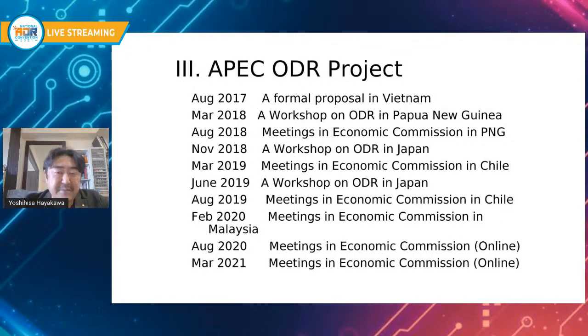So this is the history of the APEC ODR project. In 2017, a formal proposal was made in Vietnam. In 2018, in Papua New Guinea, we had several workshops and formal meetings. In 2019, in Chile, we had a meeting and a workshop. The workshop was also held in Japan. And in 2020, unfortunately, we faced the COVID-19 situation, so the meeting was held online. But gradually, we progressed this project. Next, please.